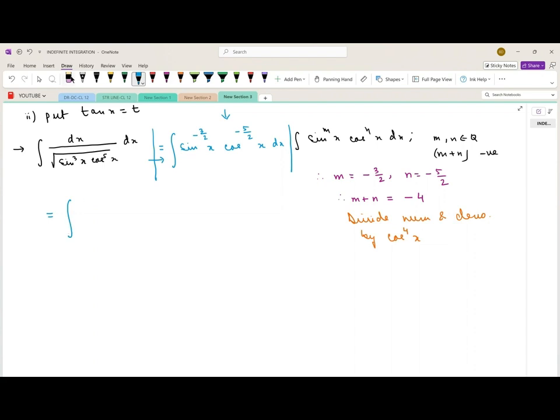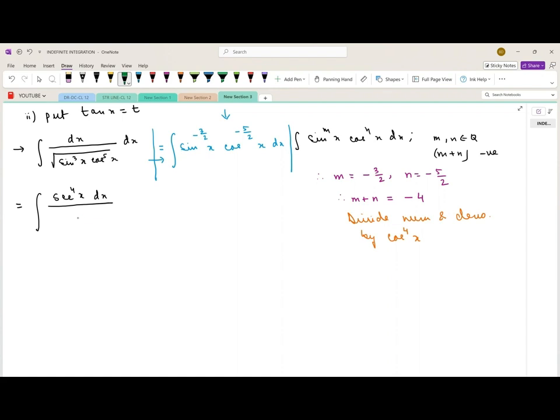Sorry, we are going to deal with this portion, the original portion. So if I divide, the numerator is just 1. If I divide it with cos 4x, then this becomes sec 4x. Now let us see what happens to the denominator.